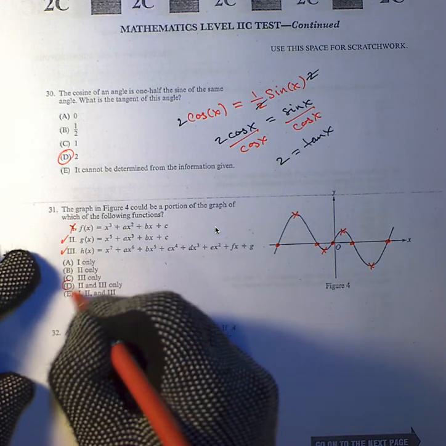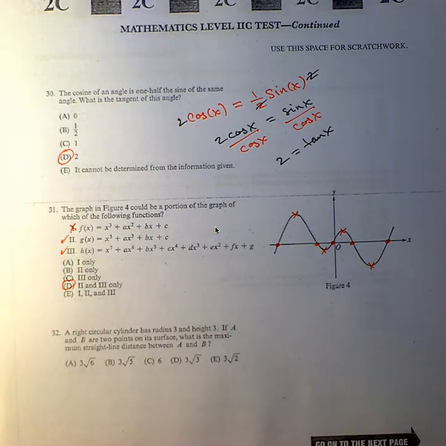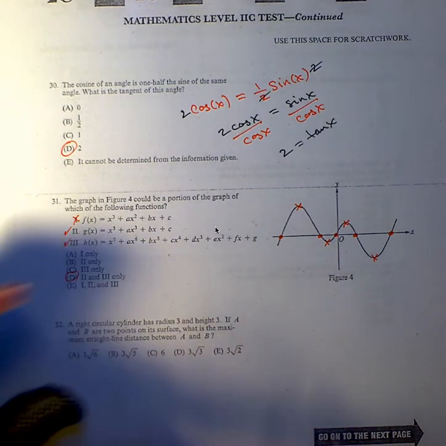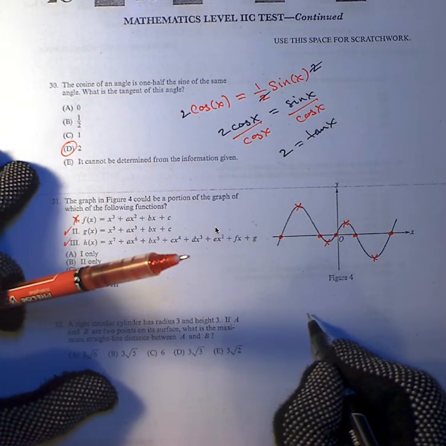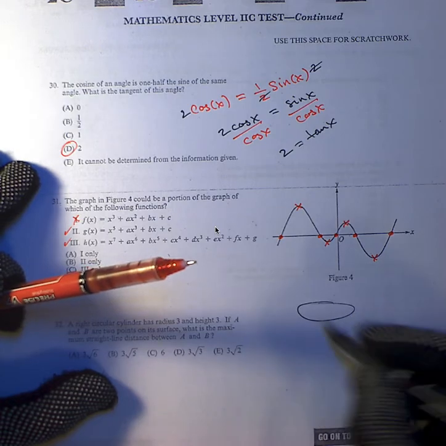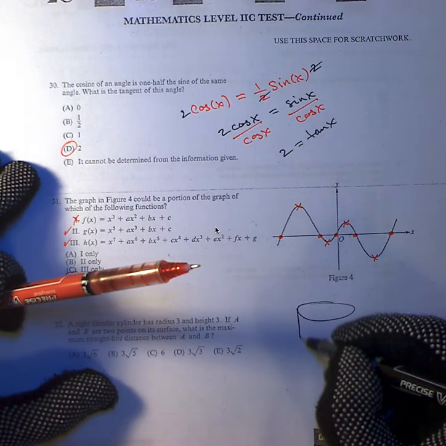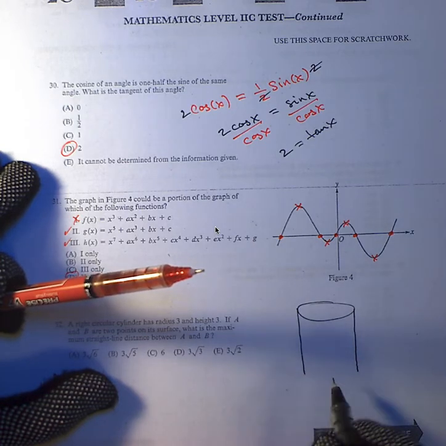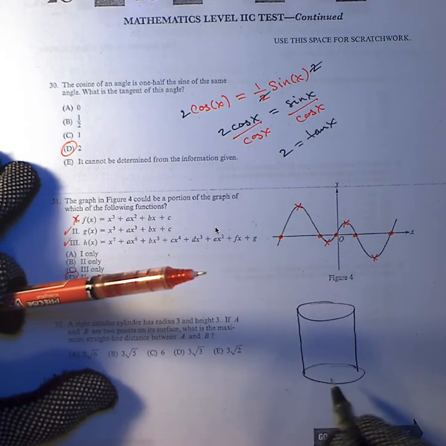So 2 and 3. And 32 is talking about a right circular cylinder, which just means that the cylinder is not leaning. They like to say right circular cylinder when they could just say a cylinder. So just want to make sure that you're not stuck on that phrase, it just means that the cylinder is not leaning.